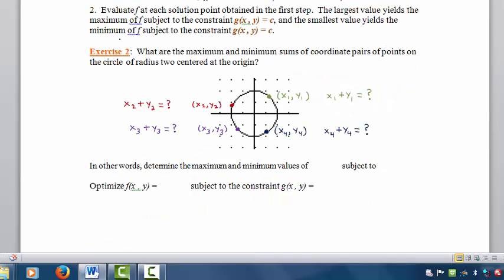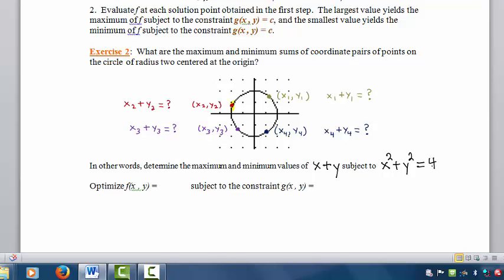Here I've picked some random points on the circle of radius 2 centered at the origin. I have not bothered to find their coordinate values, but this is what we're trying to do. What is the value of the sum of the x and y coordinates at various points around the circle? What we want to do is determine the maximum and minimum values of x plus y, that is the sum of the coordinates, subject to x squared plus y squared equals 4.